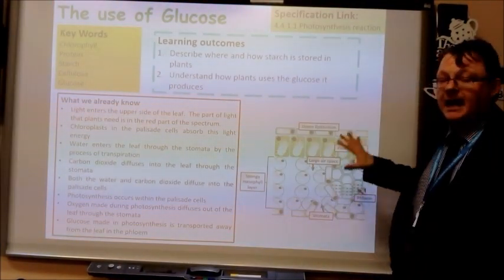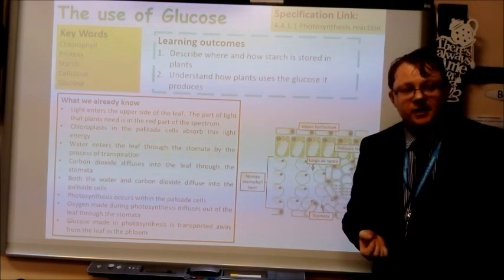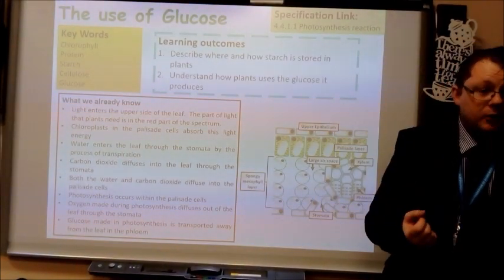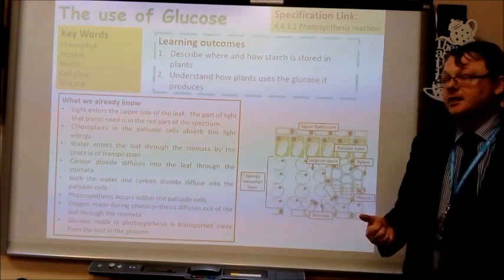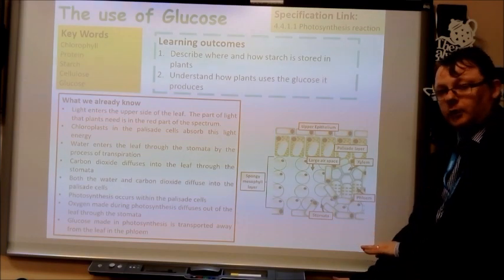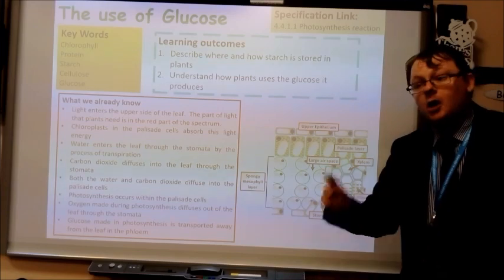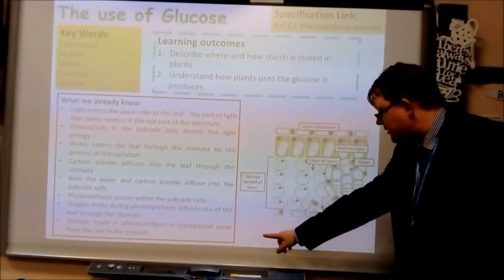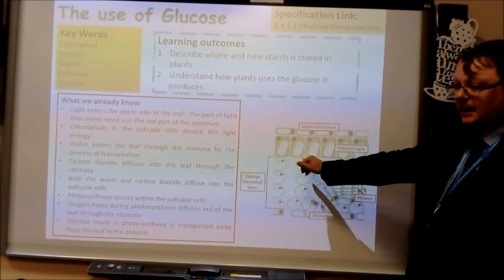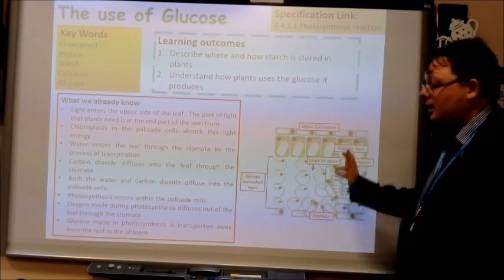We know that sunlight enters through the upper epidermis into the palisade layer where photosynthesis is primarily occurring. We know that the palisade cells have lots of chloroplasts because it's the chloroplasts that carry out photosynthesis. We know that there's a good supply of water moving up from the roots up into the palisade layer through the xylem. We know that carbon dioxide can diffuse into the leaf through these large air spaces into the palisade layer, and oxygen made during photosynthesis can go and diffuse back out.